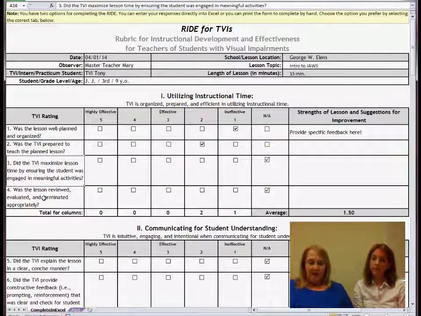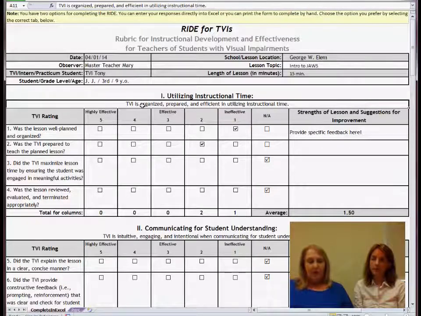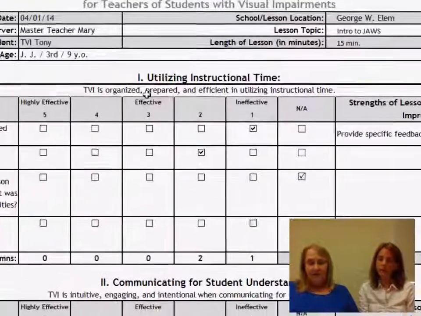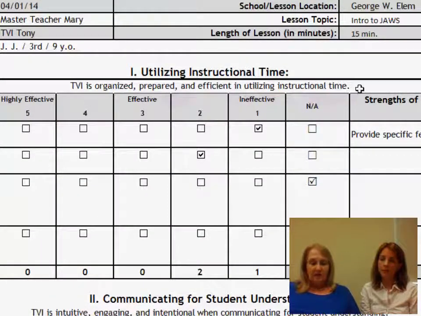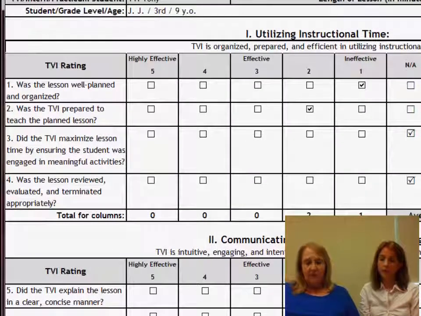Across the top, above the proficiency levels, there's a descriptor statement for each area, which provides information about what we believe are effective instructional practices in each area. For example, under utilizing instructional time, we have written a statement: TVI is organized, prepared, and efficient in utilizing instructional time. That would be an effective teacher and something you'd want to see around this topic. So you're going to think about this descriptor in relation to each question. For example, question 1, was the lesson well planned and organized? So you would think about that question and decide which rating of 1 to 5 to give based on the descriptor of effective instruction for area 1.